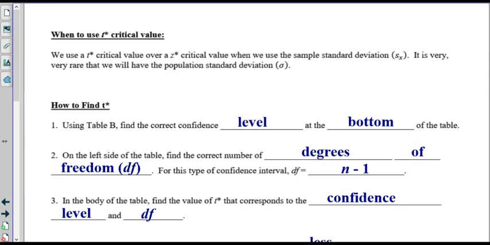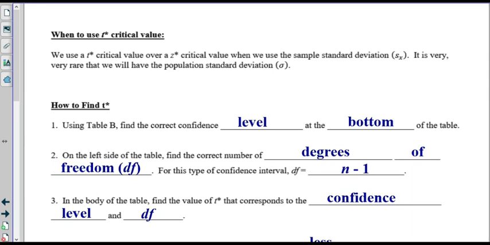So we use T critical value over Z critical value when we use the sample standard deviation. Okay, so since we don't have the population, we're going to use T. It's very rare that we'll have the population. Actually, it's very, very rare you'll see. Now, using table B. So everybody, you look at your packets. We're looking at table B, which is a 1-pager. So on table B, we're going to find the correct confidence level at the bottom of the table.